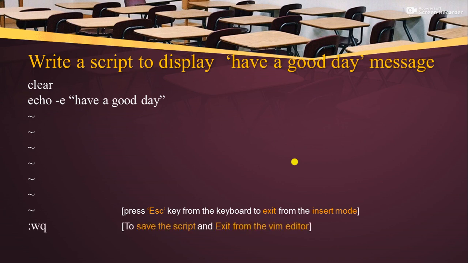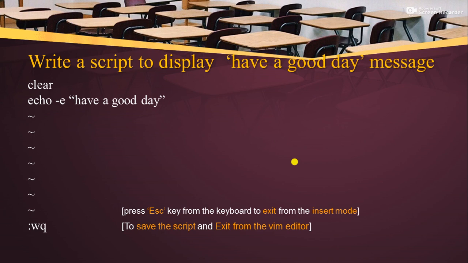Next, we will save and exit the script. To save and exit the Vim editor script, we will use :wq. The colon is used to represent the action we have to do. W is used to save the file, and Q is used to exit from the file.